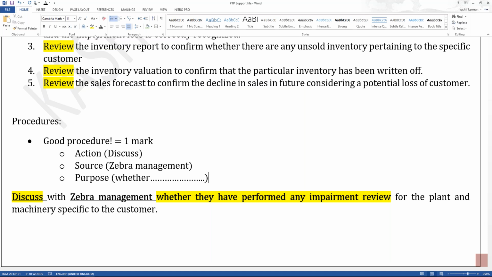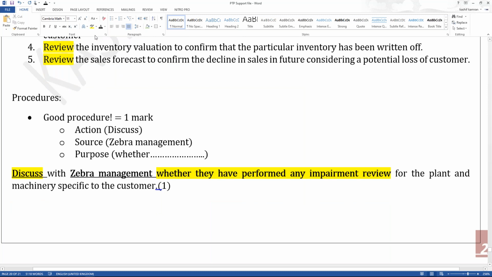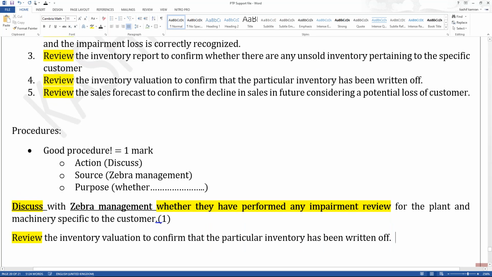So does my procedure have the action, a source, and a purpose? So will the examiner reward me 1 here? Yes. Look at the next thing. Review the inventory valuation. Look at this one last. So what is the action? The action is review the inventory valuation. What are we reviewing? What is the subject matter which we are reviewing? We are reviewing the inventory valuation. So the inventory valuation becomes the source.